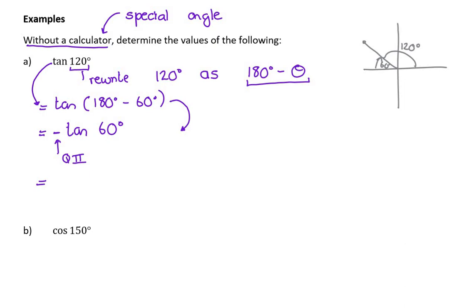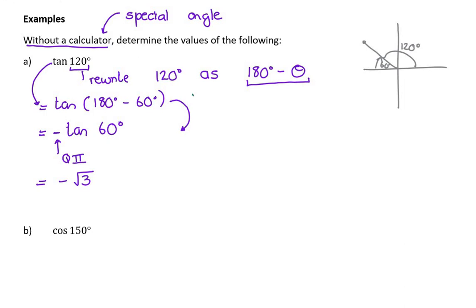Now that's a special angle, so I should know the ratio of tan of 60 without using a calculator. If you have to use a calculator, that's absolutely fine. Hopefully by the time you've done this enough, you'll be able to remember these off by heart. But tan of 60 is root 3. So this simplifies down to negative root 3.